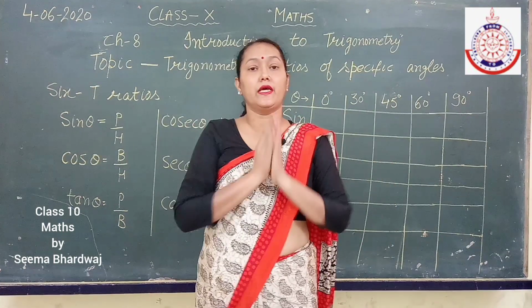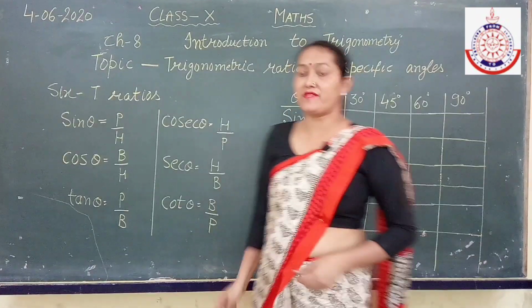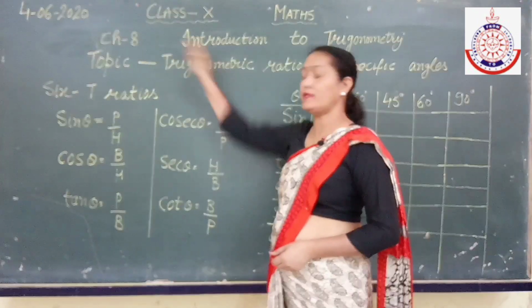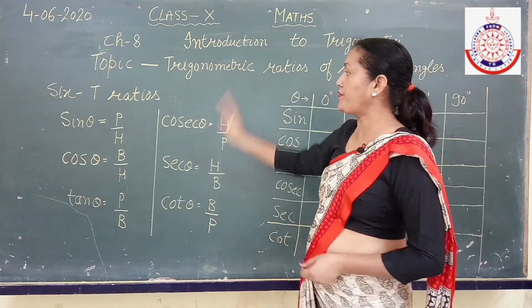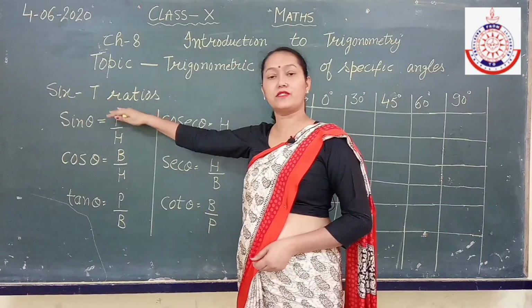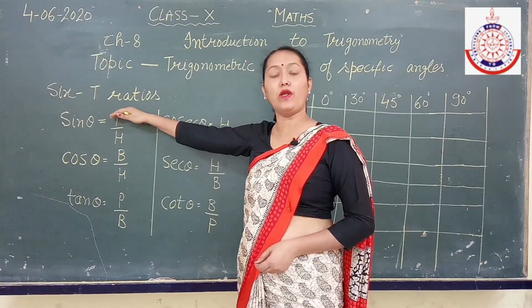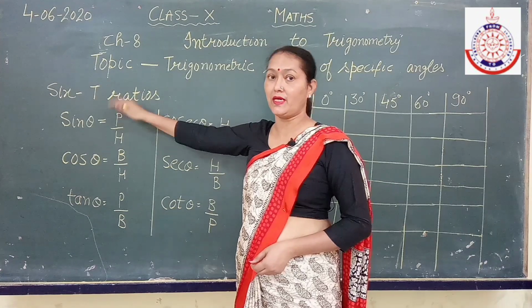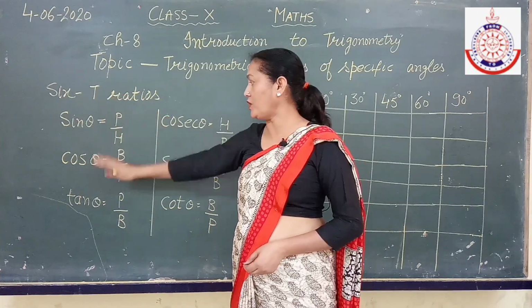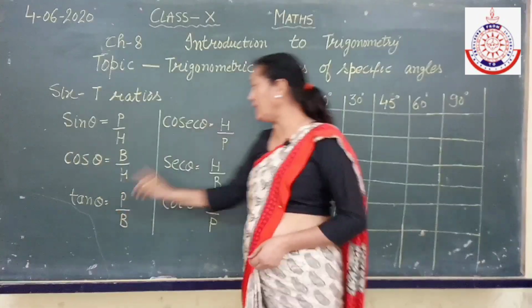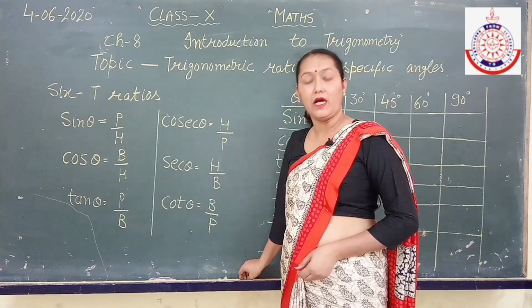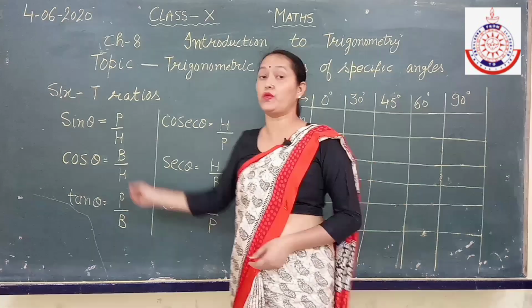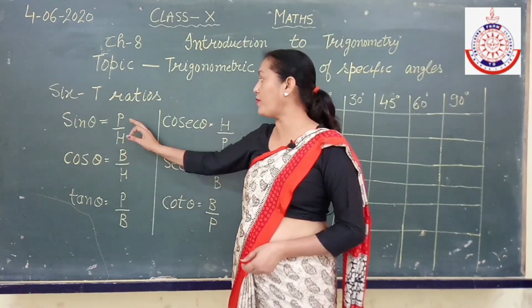Namaste students. In our last lecture, we started our chapter 8, that is Introduction to Trigonometry. In this chapter, I told you about 6 trigonometric ratios, which we can call 6 T ratios. They were sine theta, cos theta, tangent theta, cosecant theta, secant theta and cot theta. I told the method of how to learn the values and the formulas.